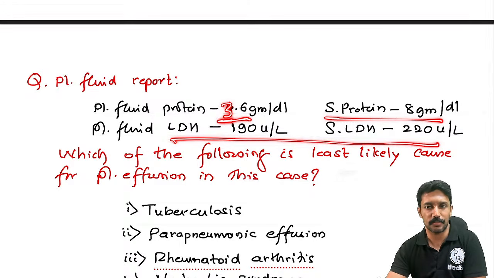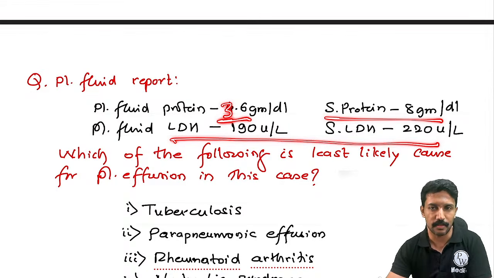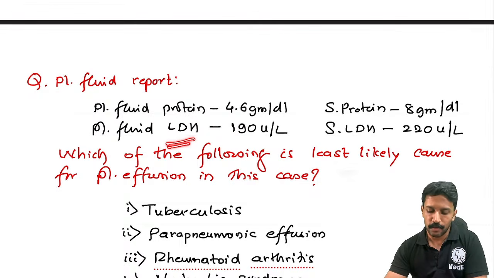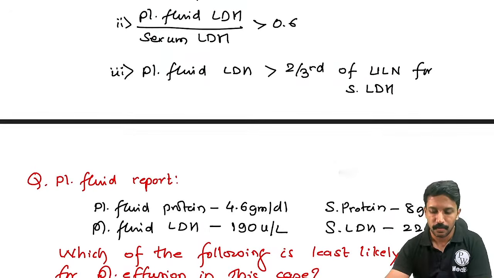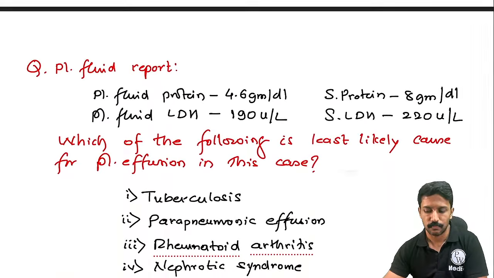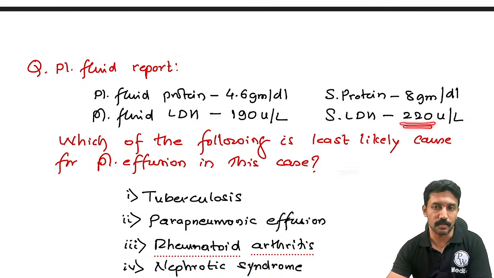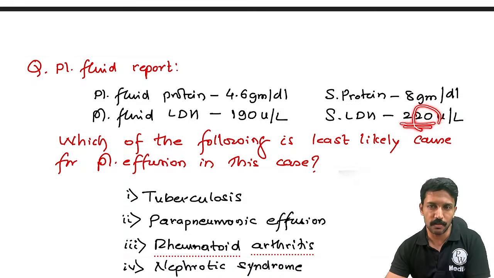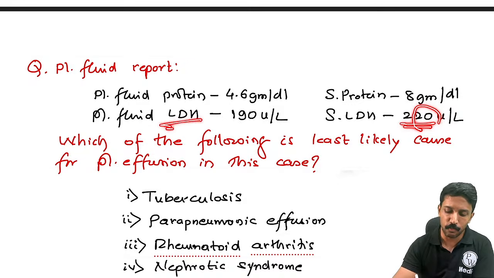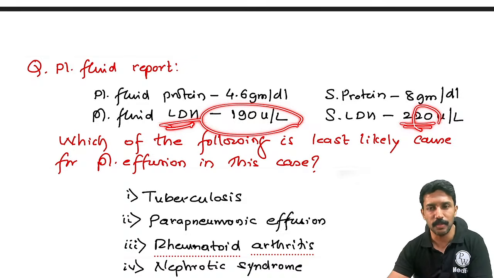Then I will see LDH. First criteria not satisfied, I will see the second. In the second, if my pleural fluid LDH is 60% of serum LDH, then I will get a ratio of more than 0.6. So 60% of 220: 60% of 100 is 60, 60% of 200 is 120, 60% of 20 is 12. So if I get 132 or higher, 132 will give me a ratio of 0.6, and anything higher than 132 in the pleural fluid will give me a ratio of more than 0.6.